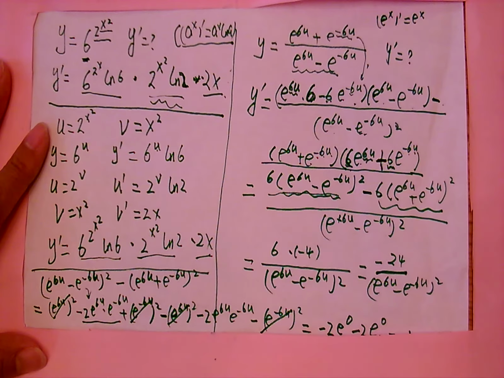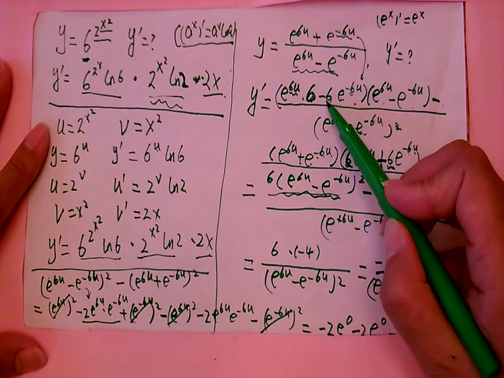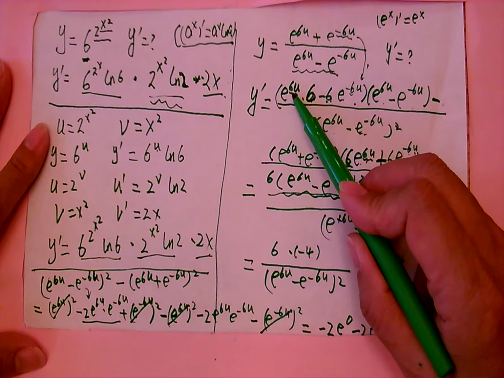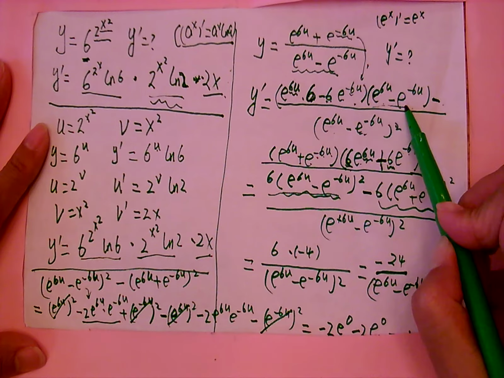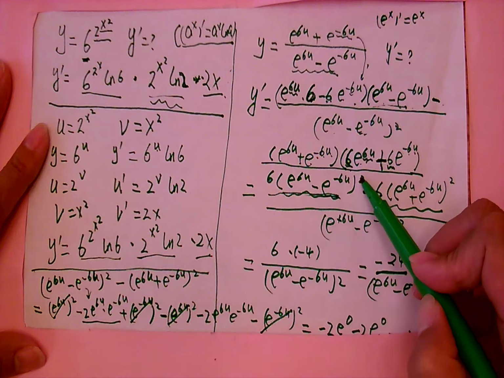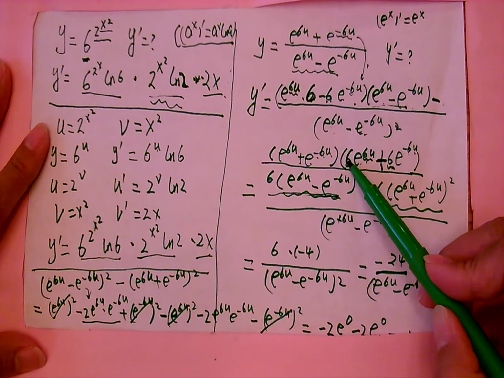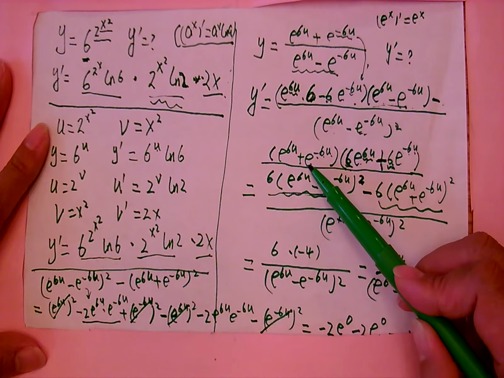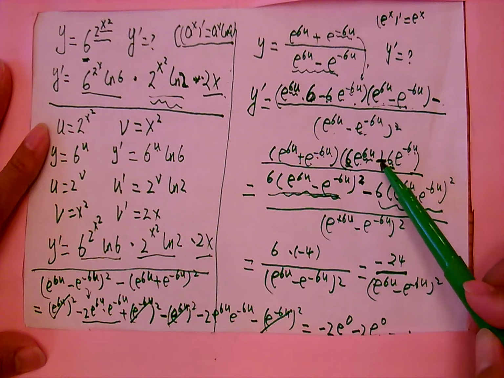And then we start to simplify the numerator. I factor this 6 out. The inside becomes e to the 6u minus e to the negative 6u, which is exactly this part. So that's why we write this part as a square. Same idea, I factor this 6 out. This will become e to the 6u plus e to the negative 6u times e to the 6u plus e to the negative 6u. I write as a square here.